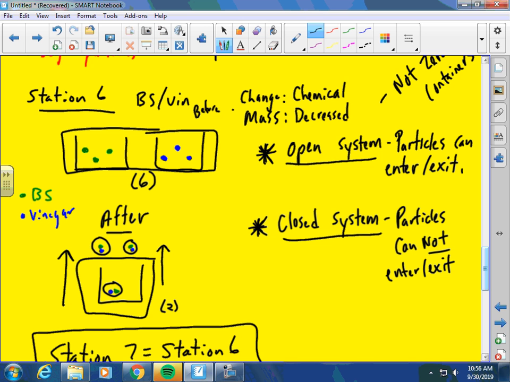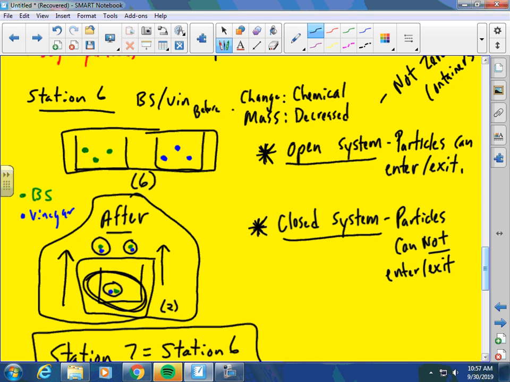So if we look at this after drawing, and this is important when we model this stuff as we continue on, I started with 6 particles. I still have 6 particles at the end. But in my depiction here, we're only finding the mass of 2 particles. So it looks like the mass went from 6 down to 2. Now, it's not that particles disappeared, it's just that they left. They went into the air, and if they're in the air, we're not going to be able to find the mass of them with a balance. All right? So this would be an open system.